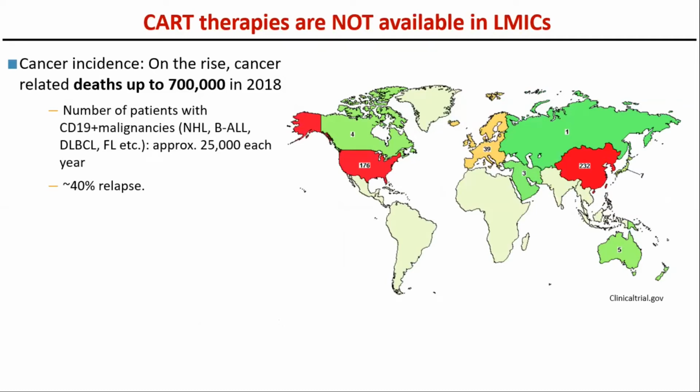If you look to the left of the Atlantic, you can see that 176 trials are happening in the US. When you go to the right, the yellow one is Europe, with around 39 trials happening. The green one is Russia, where there is hardly a trial. And the red one is China. You can see that China has 232 trials happening.